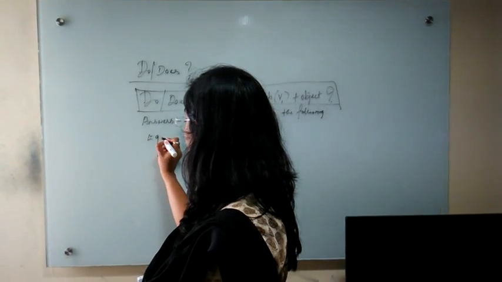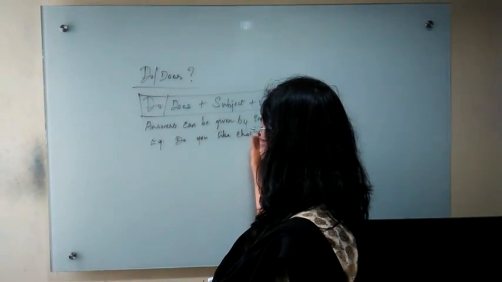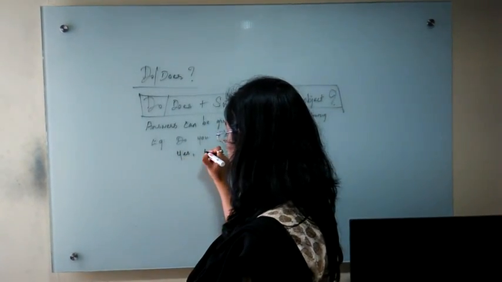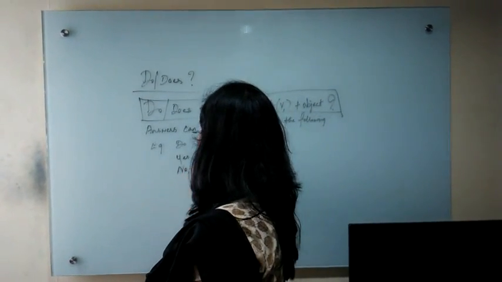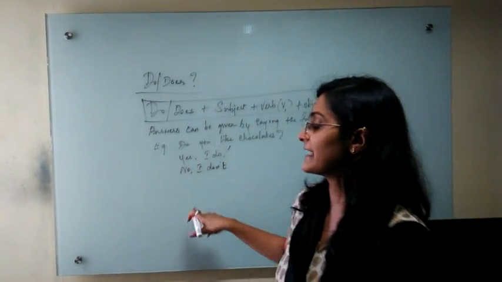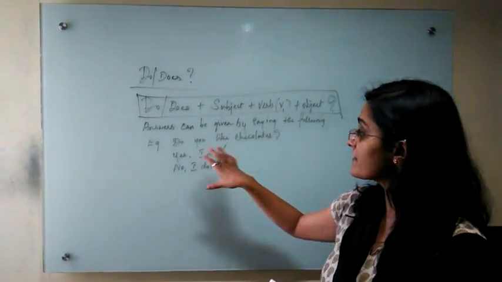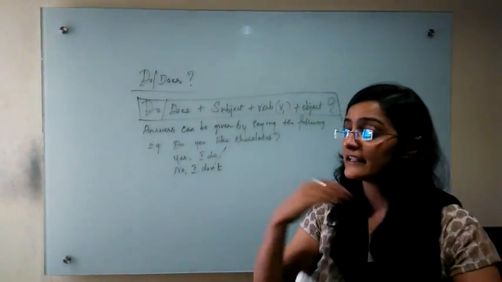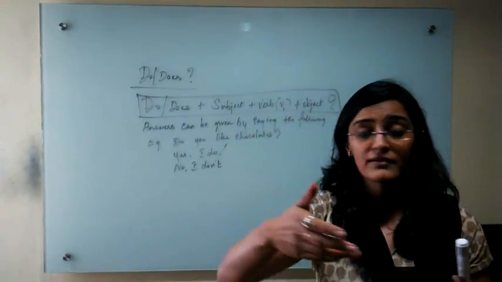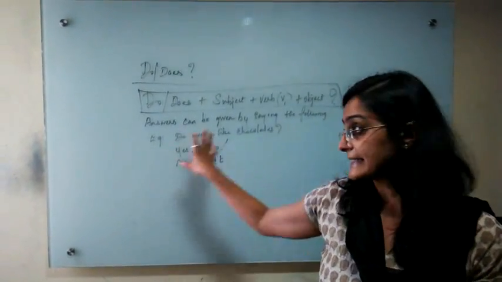For example, do you like chocolates? You will say yes, I do, or no, I don't. So you can give answers like, if you like, yes, I do like chocolates, or no, I don't like chocolates. This is a simple way of asking a question and getting a simple answer from the others. When you're asked a question with do or does, you can answer by giving just yes or no, like this.